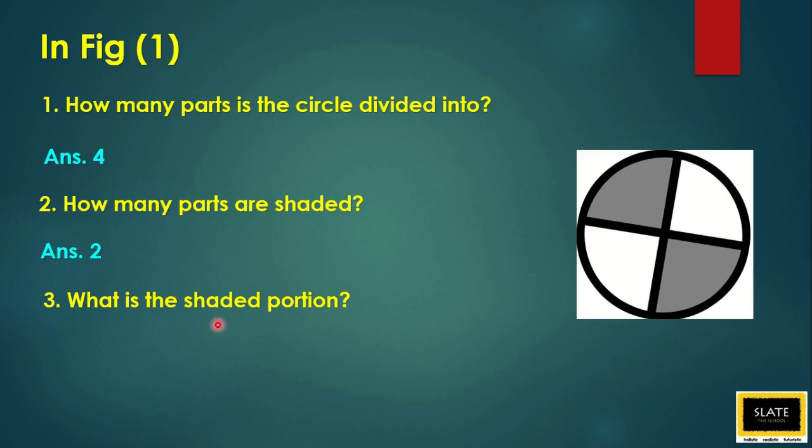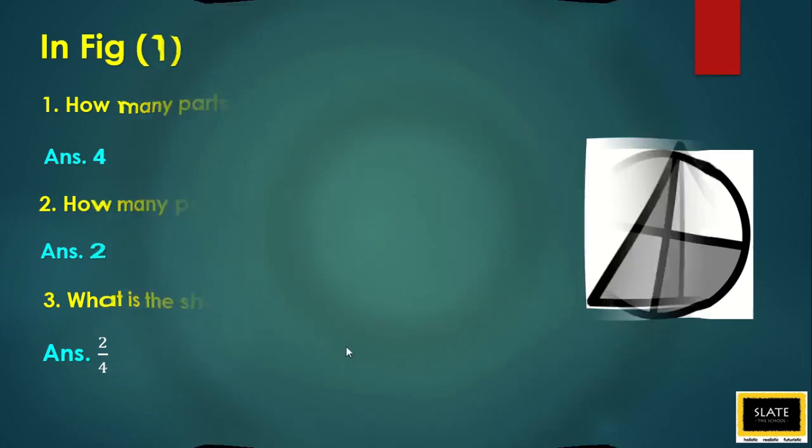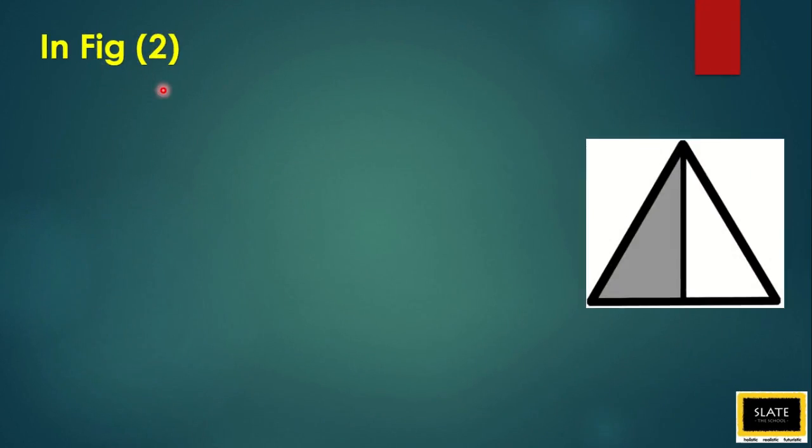So now what is the shaded portion? Can we say 2 out of 4? Right or wrong? 2 parts out of 4 parts are shaded. So it can be written as 2 by 4. It means 2 parts out of 4 are shaded. This is the meaning of shaded portion. Clear? Now, next one, figure 2.